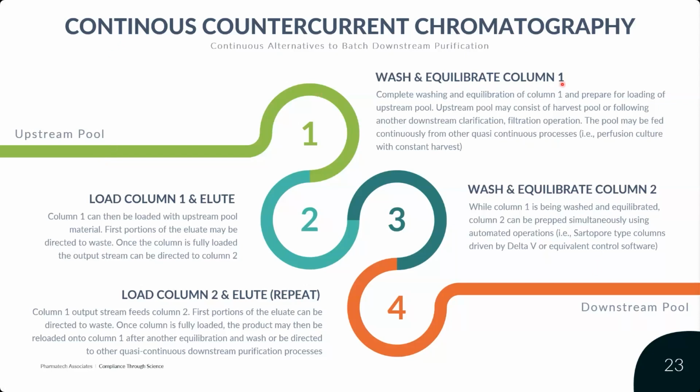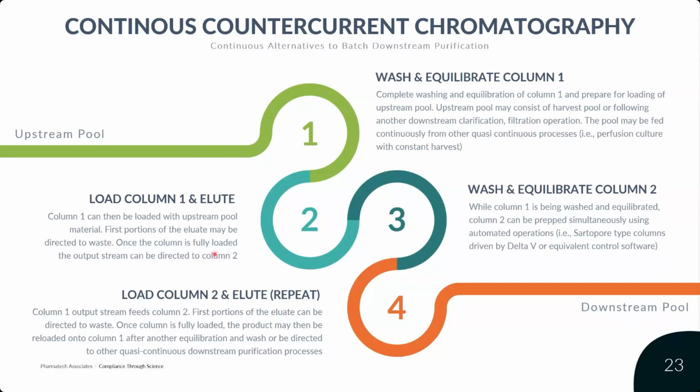So what you'd end up doing is washing and equilibrating column one, and as you complete this wash and equilibration, you start to load up your product. While you're loading and eluting the product on column one, you're getting a second column ready to continue to process the upstream pool. Then you switch to the second column, and as you're loading column two and equilibrating or eluting, you're washing and equilibrating column one again to be able to load additional product on there.